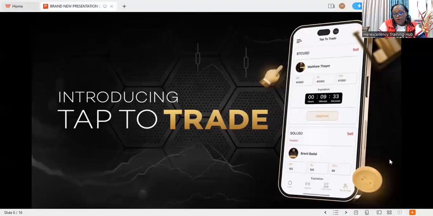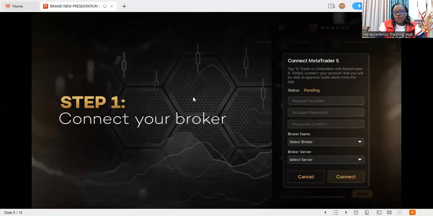So this is how Tap to Trade looks. You have your trading account in the broker, whether it's a demo, a funded account, or live money that you want to put in. Just come and put your account number here, put your password, choose the broker you're using, then click on the server and connect. So immediately you connect your account to Tap to Trade, it means every time any trader is trading, you can just go and approve their trade.